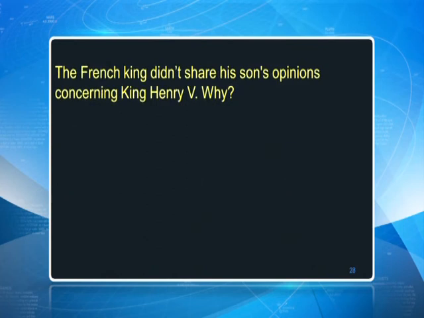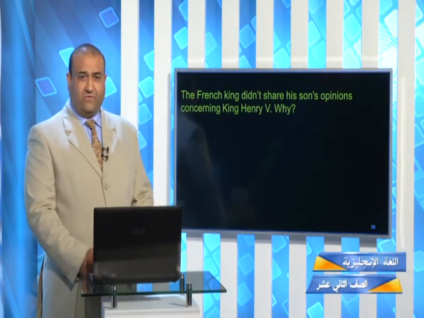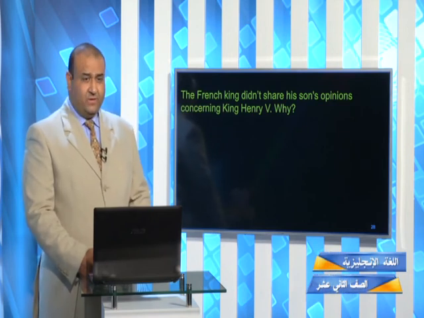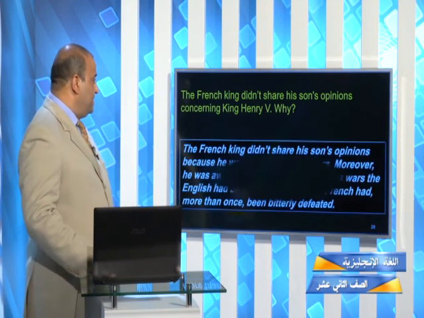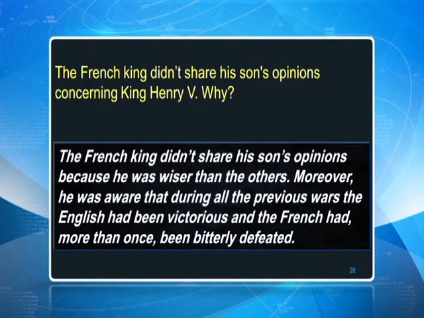The following question: the French king didn't share his son's opinions concerning King Henry V. Why? You remember during episode 2 that the King of France did not agree with what his son had already done. So he didn't share his opinion. This is the answer for the question. The French king didn't share his son's opinions because he was wiser than the others. Of course, he is a king, and he is supposed to be the wisest man in his kingdom.